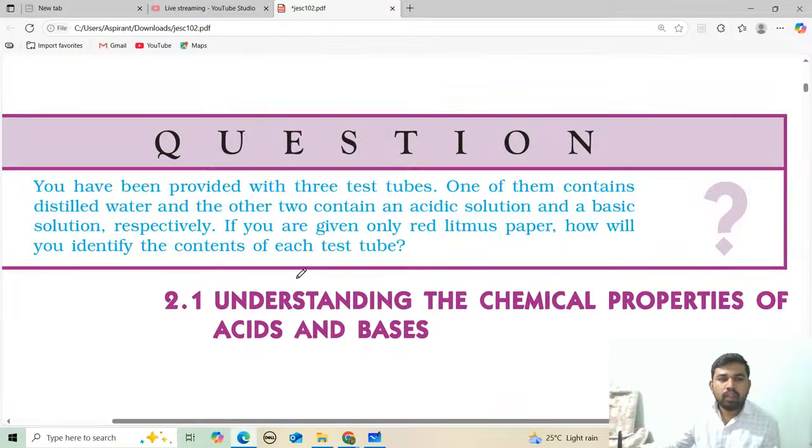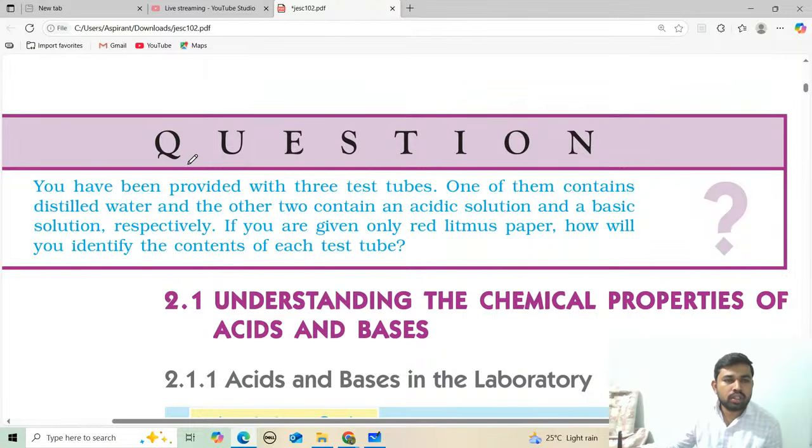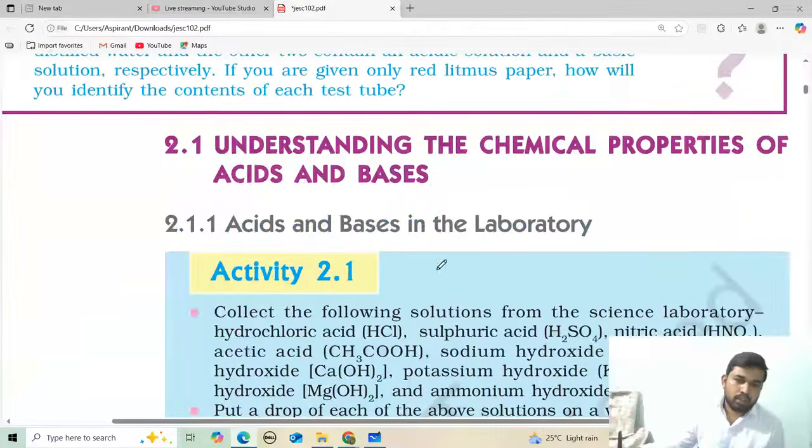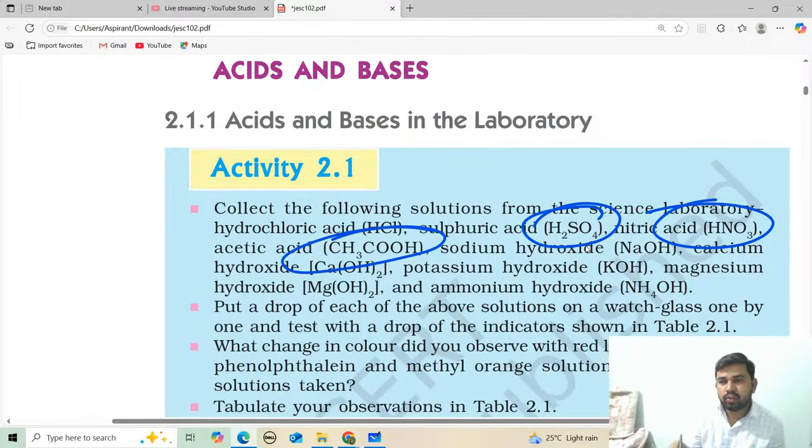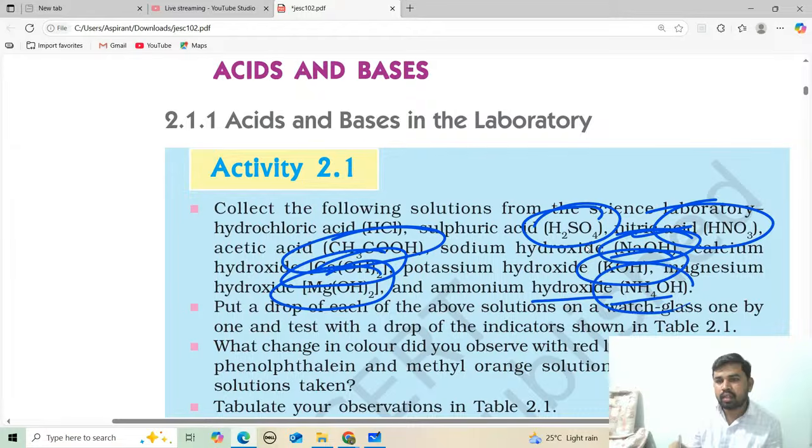After that they have given a question here, an understanding question. Let me discuss. Okay, so acids and bases. These are the acids here: sulfuric acid, nitric acid, and you should know the acetic acid formula. Sodium hydroxide is a base, calcium hydroxide is a base, potassium hydroxide has the formula KOH, magnesium hydroxide is Mg(OH)2, and ammonium hydroxide is NH4OH.